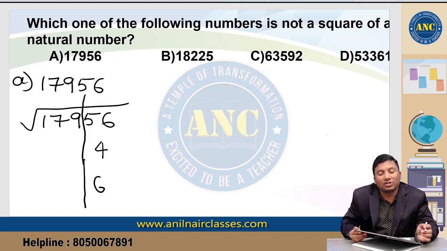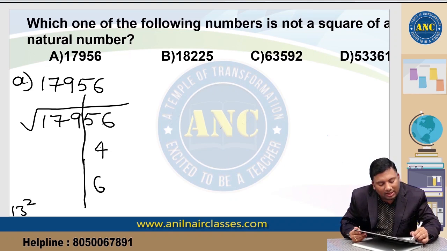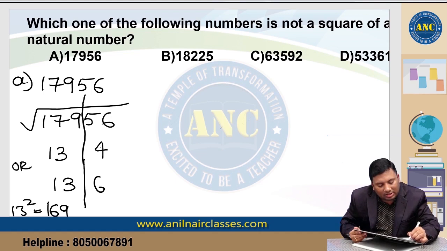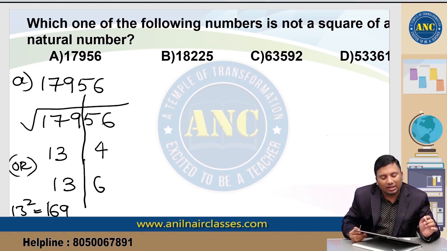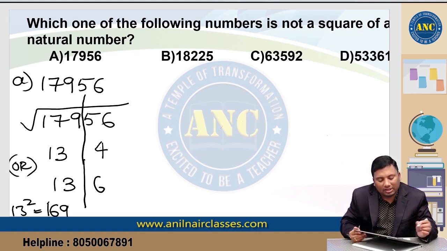179 lies between which two perfect squares? 13 square is 169 and 14 square is 196. So the answer will be either 134 or 136.